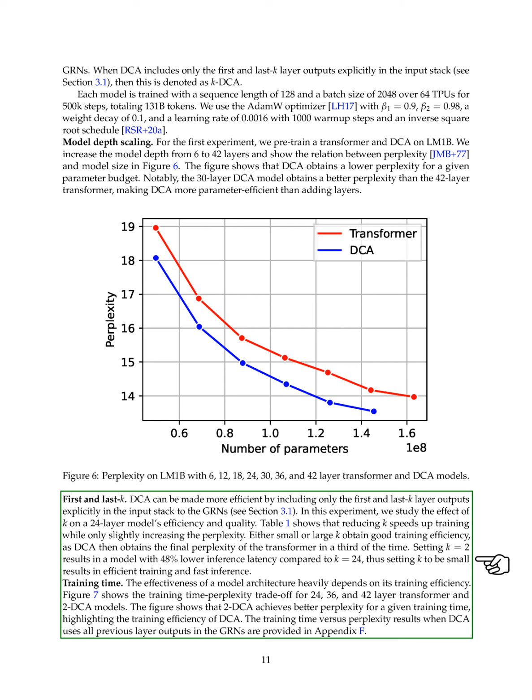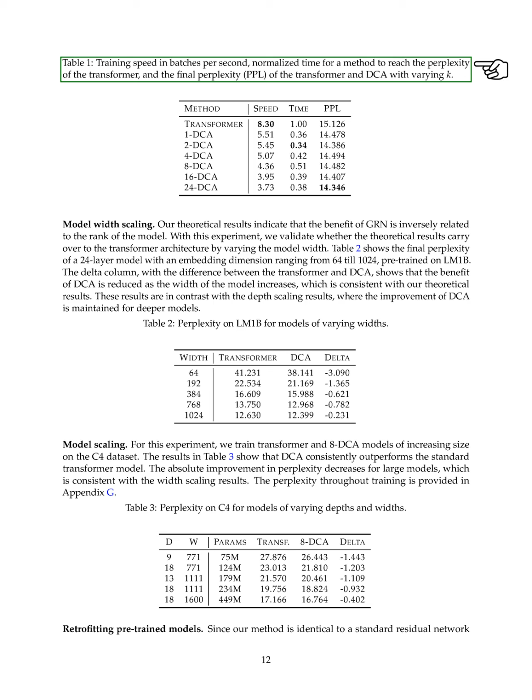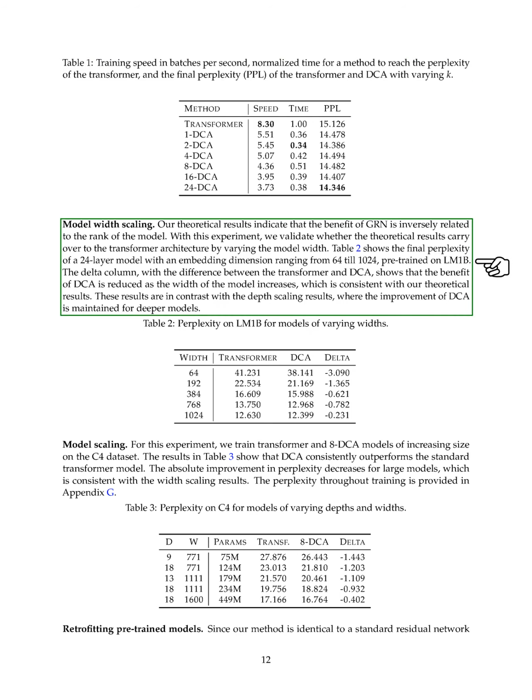Next, we analyze the training time efficiency of our model architecture. We present the training time versus perplexity trade-off for various layer configurations. The results indicate that 2DCA achieves better perplexity for a given training time, showcasing DCA's training efficiency. We then examine model width scaling, validating our theoretical results by varying the model width. Our findings reveal that the benefits of DCA decrease as the model width increases, consistent with our theoretical predictions, while improvements in depth scaling are maintained for deeper models.